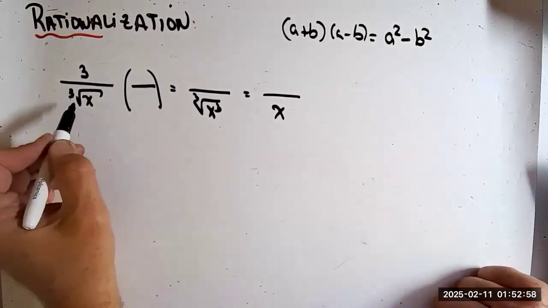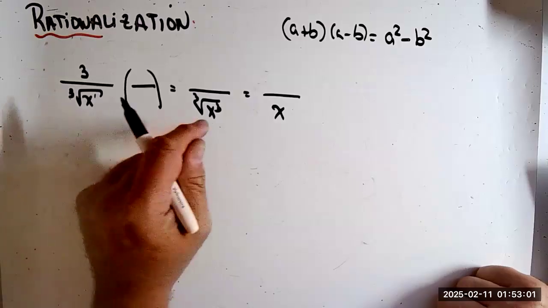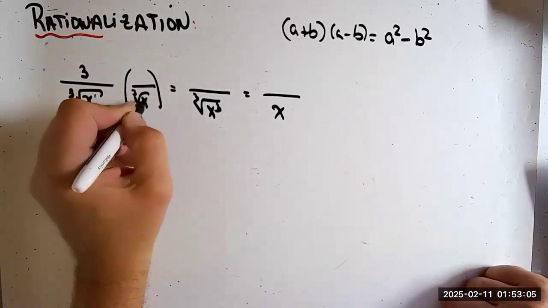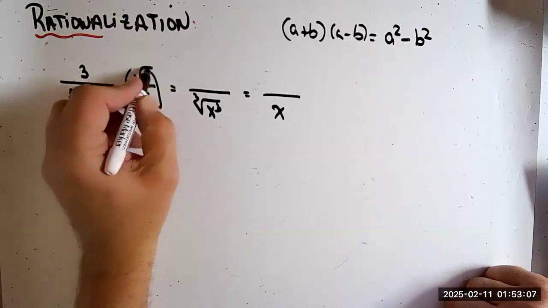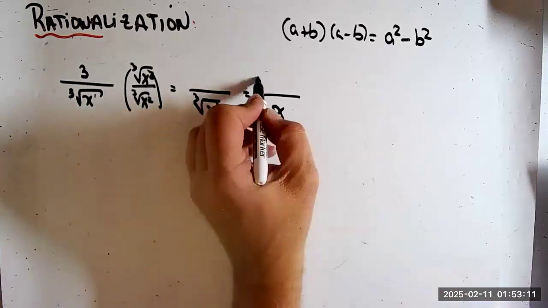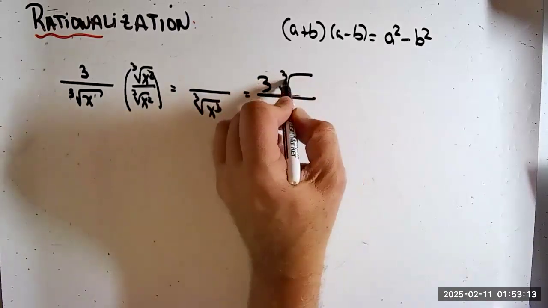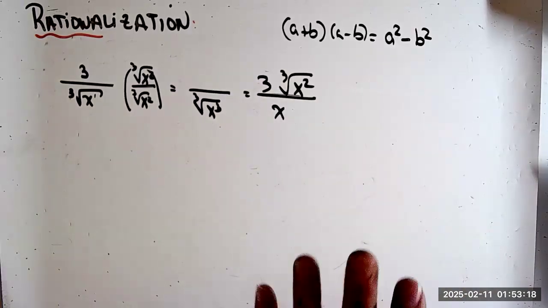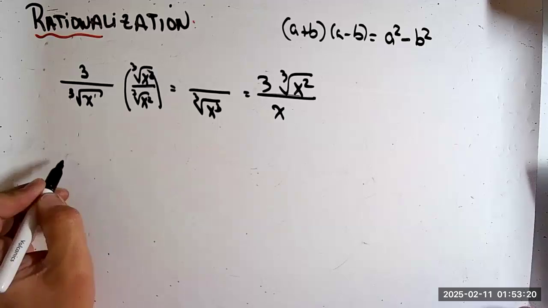So by how much do I need to multiply here? I have x to the 1. I need to get to x to the 3, so I need to multiply by the cube root of x squared. So my numerator will be 3 times the cube root of x squared over x, and that's it. Let me try another one.